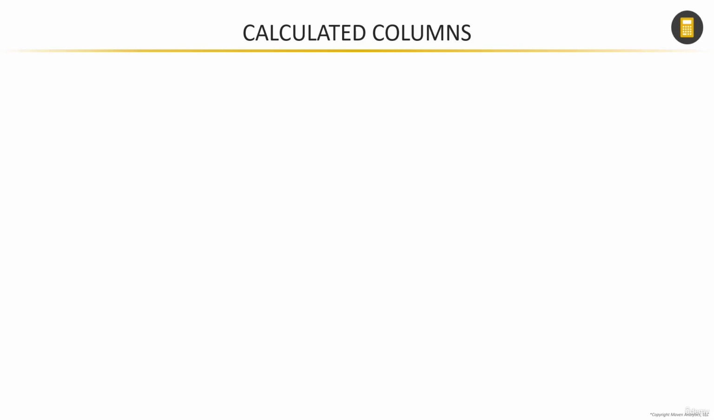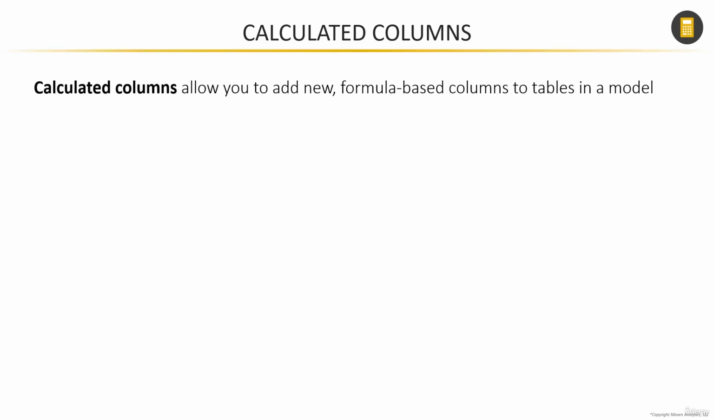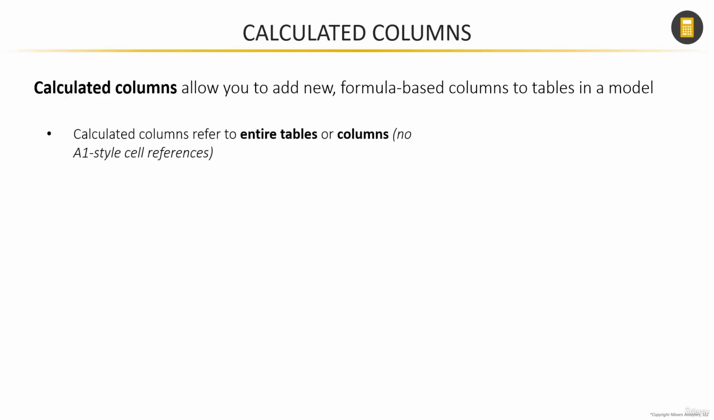I want to start off with calculated columns because they're a bit more user-friendly, a bit more intuitive, and easier to understand because you can actually see the results of each row of the table. So, simply put, calculated columns allow you to add new formula-based columns to the tables in your Power BI data model. And there are a couple of important things to note here.